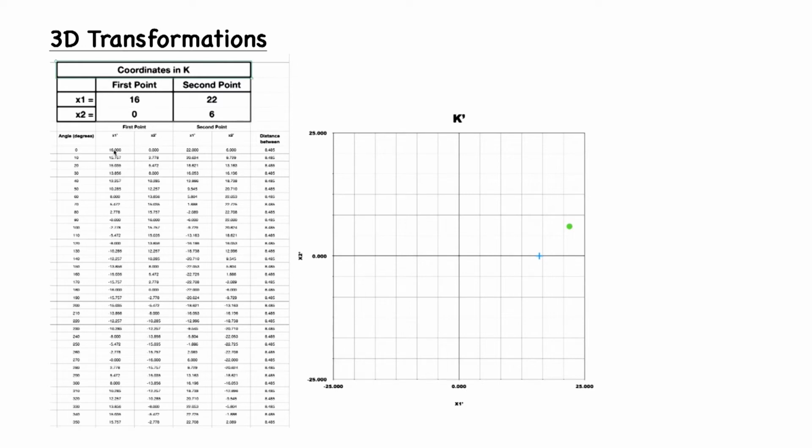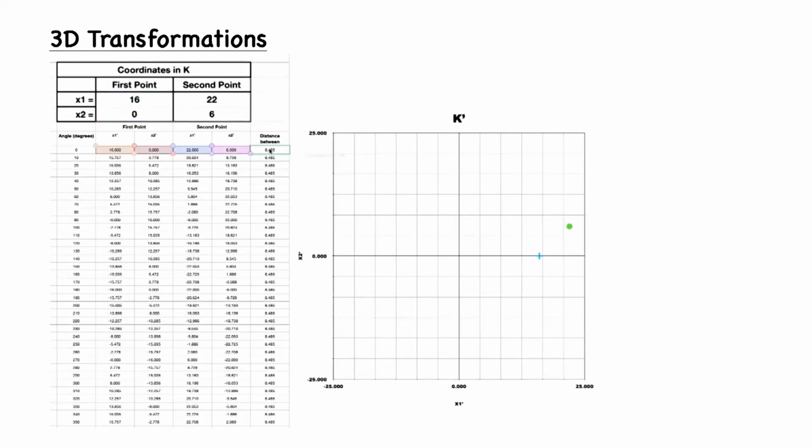Looking at the equation for x1' here, you'll see this comes straight from the 4-term matrix I showed you in the last slide. There's x1 times the cosine of theta minus x2 sine theta. And for x2', it's x1 sine theta plus x2 cosine theta.